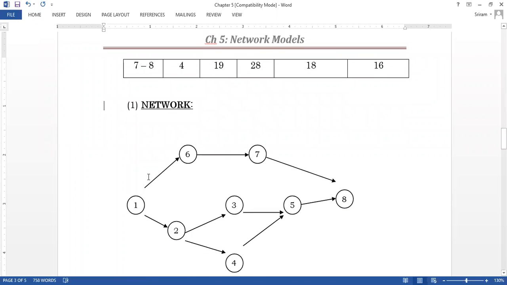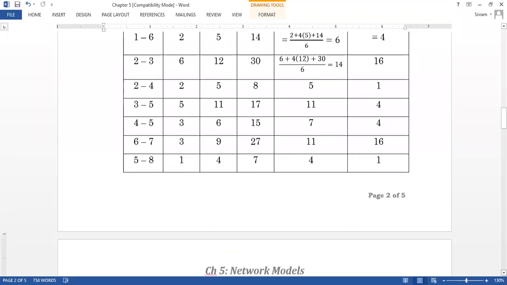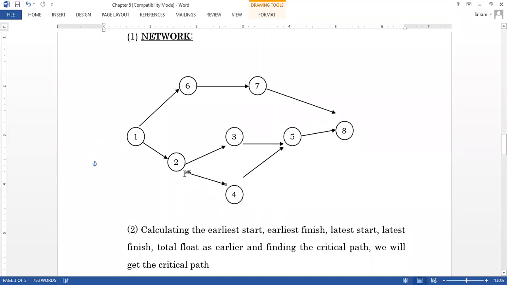First I am having 1 to 2 and 1 to 6. So I am going to take node 1 and from 1 draw two lines, 1 to 2 and 1 to 6. The next one I am going to check is 2 to 3, 2 to 4. That means from 2 I am having two activities, one from 2 to 3 and another one from 2 to 4.